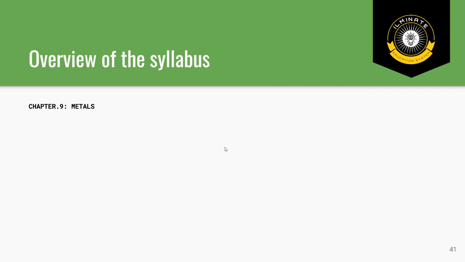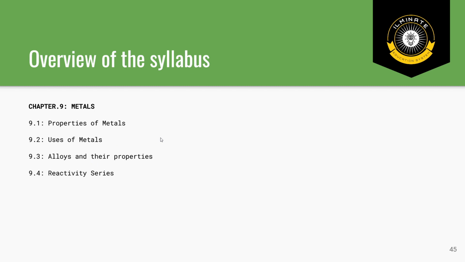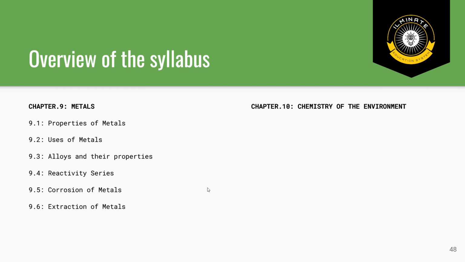For chapter 9, metals, we'll be looking at a lot of stuff such as the properties of metals, which you already know from the previous classes. Then we will come to the uses of metals and how we use different types. We have alloys and their properties, and we have the reactivity series, which we'll be learning using a very interesting and exciting method. We will be looking at that in the upcoming lectures. And then we have the corrosion of metals, how we can prevent that, and then the extraction of metals.